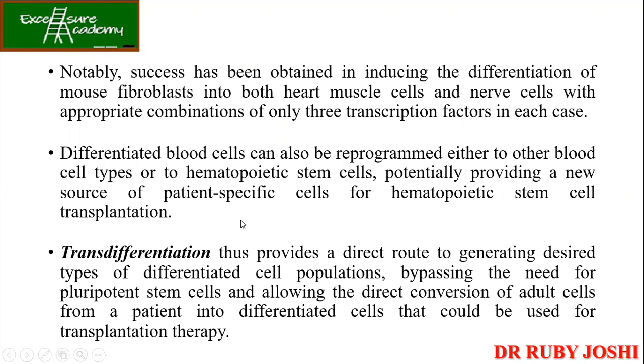Now you can also go for differentiation of blood cells, which can be reprogrammed either to a blood cell type or to hematopoietic stem cells. Again, you're providing another therapy, hematopoietic stem cell transplantation is possible here, okay? For example, transdifferentiation thus provides a direct route to generate desired types of differentiated cell populations, bypassing the need for becoming pluripotent stem cells. That means we do not need to make pluripotent stem cells now; from one cell we can go to another type of cell directly.